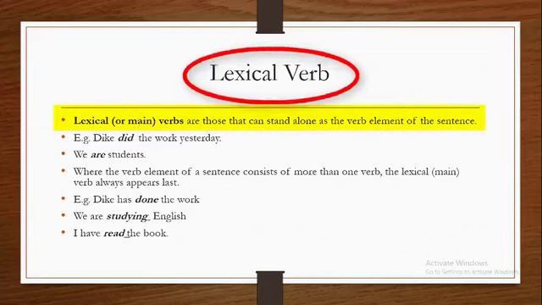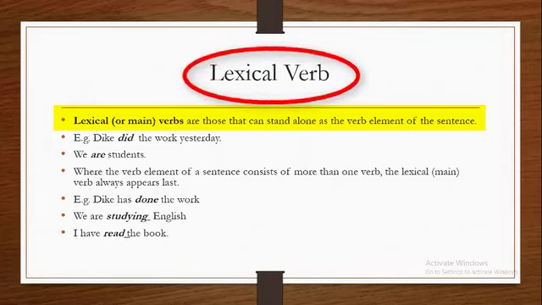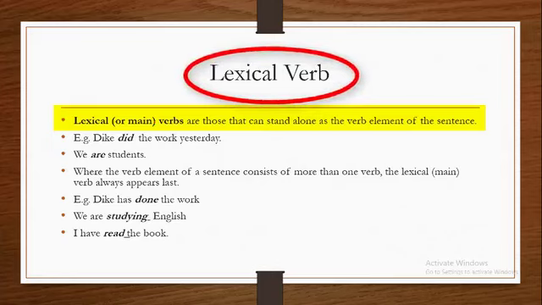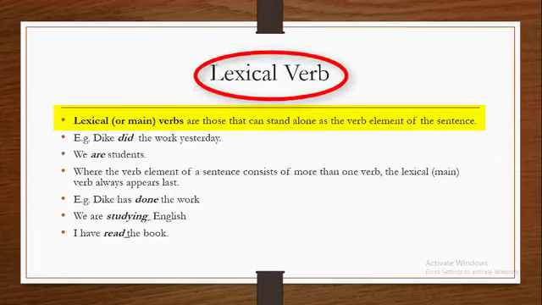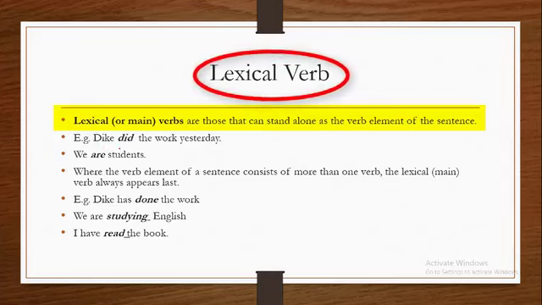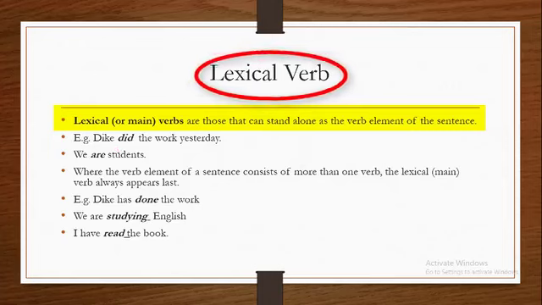They are those words that can stand alone as a verb element in a sentence. They are words that are verbs in a sentence and can stand alone. We don't require any support. So for instance, the word did, in "DK did the work." What happened to the work? He did the work. So the word did here is a lexical verb.